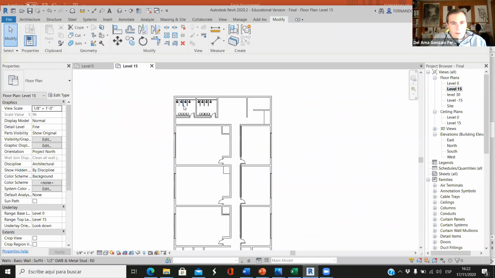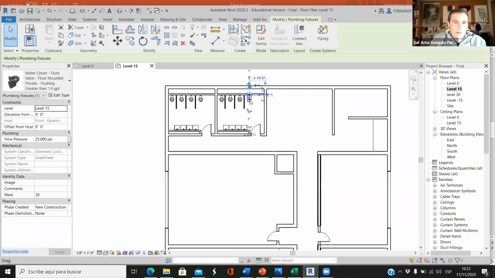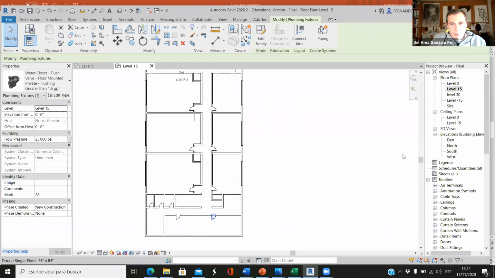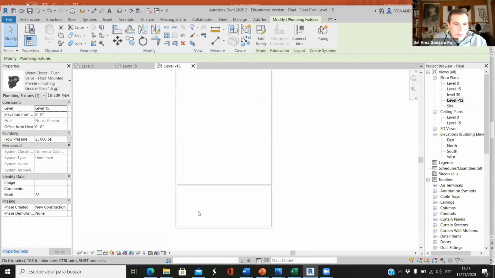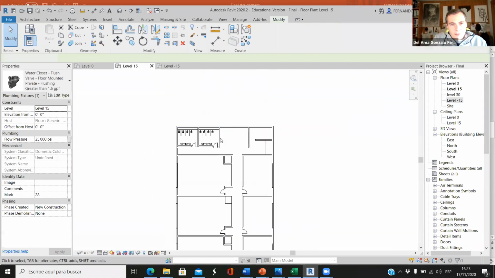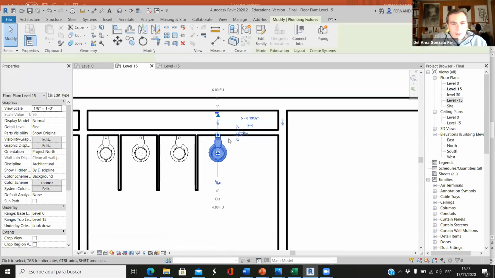Somehow we have to connect the domestic hot water, the water heater, to the farthest fixture. Probably this toilet will be the farthest one, because the hot water tank is here in the basement, which is level -15. This is the mechanical room. You can place your water heater somewhere here, and then you have to connect this to the farthest toilet. We can do this easily.